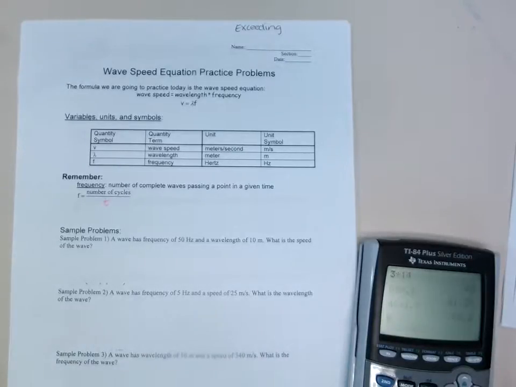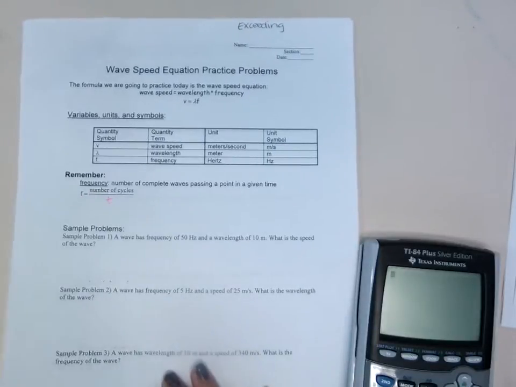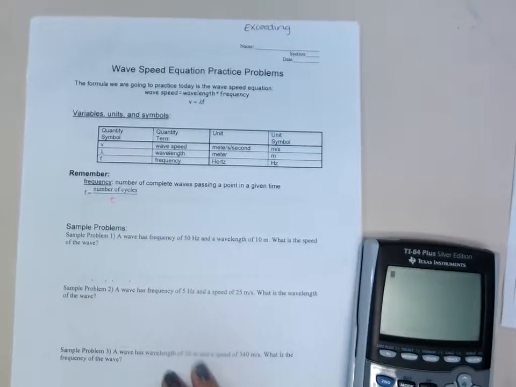All right, so if you've clicked on this link, you've clicked on the exceeding, which means that you got all 3 questions on the bell ringer correct. So we're going to go through this packet relatively quickly, and then I have an extra worksheet that I'd like you guys to do as well.